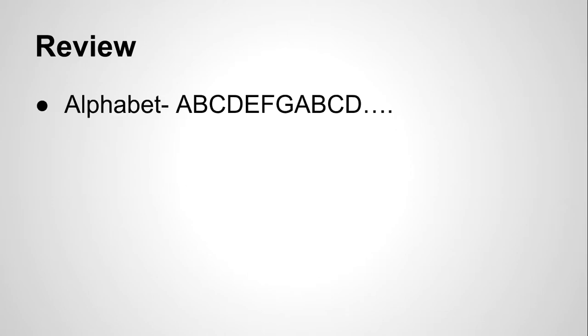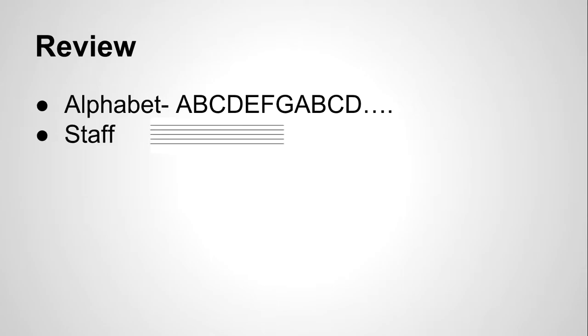So, let's review. If any of these concepts are foreign to you or you don't understand them, please take a moment to re-watch the video on musical staff and musical alphabet. The alphabet in music is just like the regular alphabet that we know, except it only goes up to G, and then it starts over again and continues to go. A, B, C, D, E, F, G, A, B, C, D, E, F, G, etc.